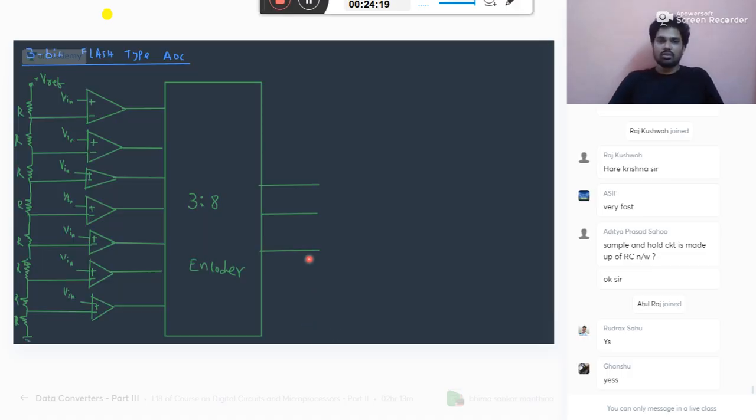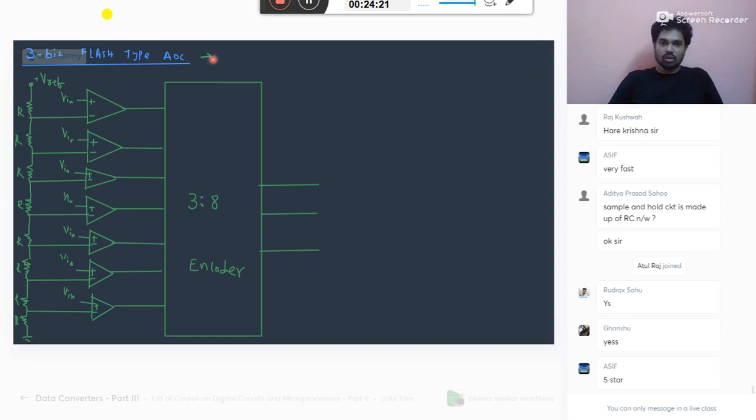Here, how to implement this using a normal encoder. Earlier I used a parallel encoder. Now I am giving you some time. Try this with a normal encoder. Can you design this with a normal encoder?